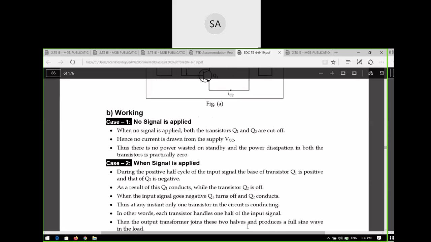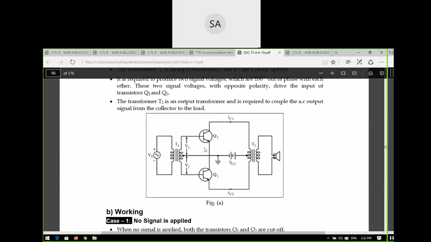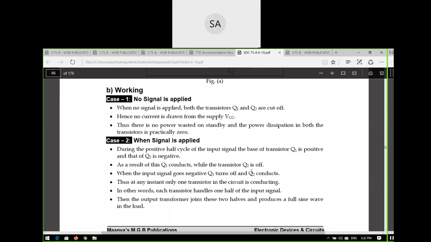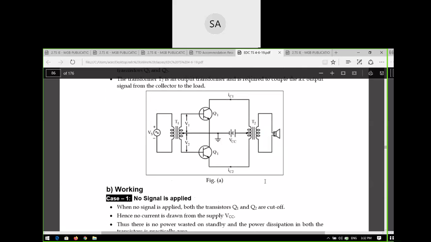During the positive half cycle of the input signal, the base of transistor Q1 is positive and the base of transistor Q2 is negative. This is Q2, not Q1. So Q1 is on and Q2 is off. As a result, Q1 will conduct while Q2 is off. When the input signal goes negative, Q1 turns off and Q2 conducts. Is it clear? Whenever the positive half cycle is given, this one is on and this one is off. Then in the negative going cycle, this one is on and this is off.